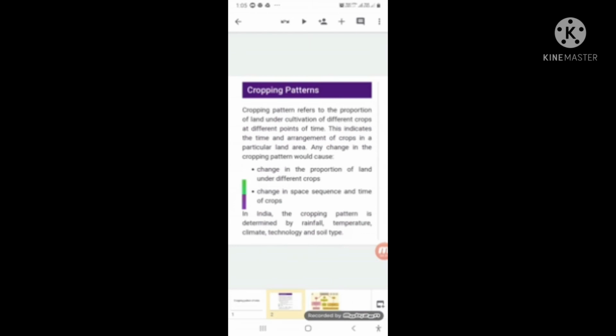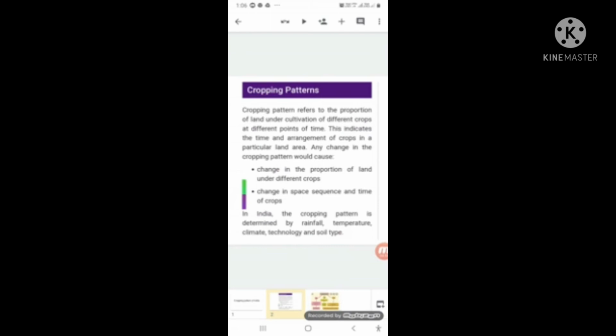In India, we also have three cropping patterns. We have the monocrop pattern, the mixed cropping pattern, and the intercropping pattern. Now, the monocropping pattern, what is the first one? As the name indicates, mono means one. That means in a particular land, only one crop is grown. As you can see in our Kashmir, we have rice fields, and only rice is cultivated on the area for a particular period of time.